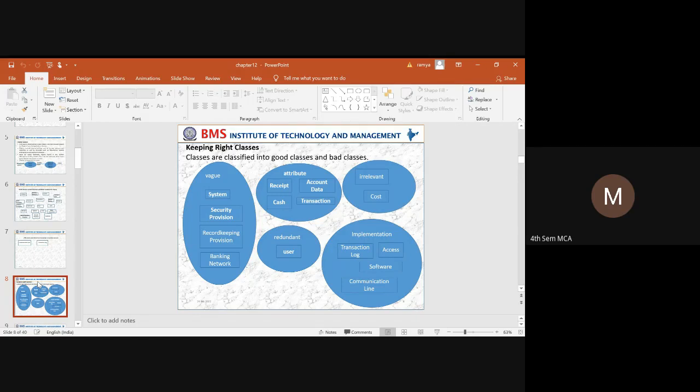Next thing is implementation. So you cannot take the name of a class as a software. To develop that particular application, you need the help of a software. You need to have a platform. So the software, access, communication, transaction log, all these things will be taken in terms of implementation. So these cannot be considered as names of a class.